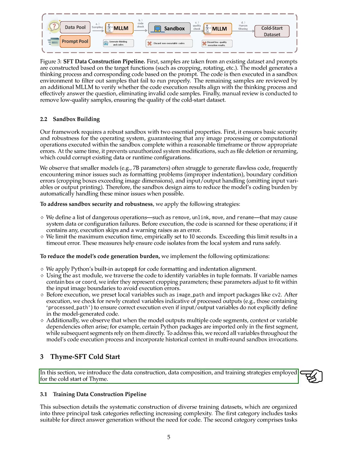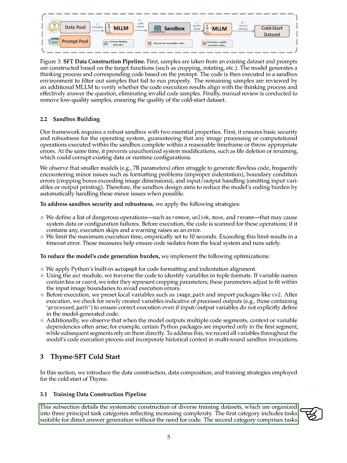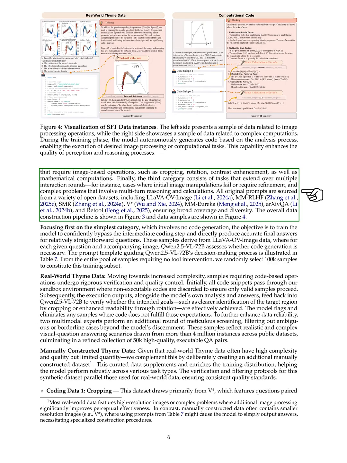Next, we discuss the cold start of Thyme, focusing on our data construction and training strategies. We categorize our training datasets into 3 levels of complexity. The first category involves tasks that can be answered directly without code. The second includes tasks requiring image operations and computations, while the third involves multi-turn interactions for complex problems. We source our prompts from various open datasets to ensure diversity.